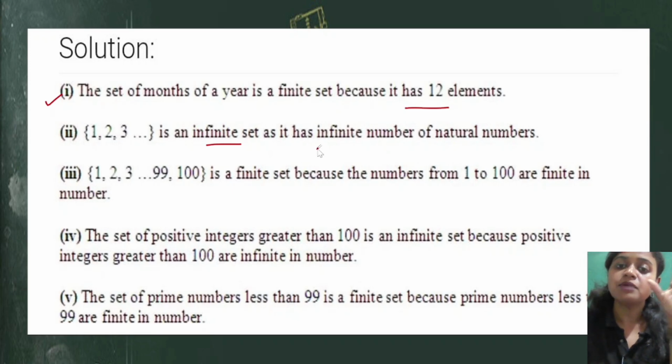So we have to mention also their reason why. It has an infinite number of natural numbers, that's why 1, 2, 3, 900... So it is finite because the numbers are from 1 to 100, numbers from 1 to 100. That's why it is a finite set.